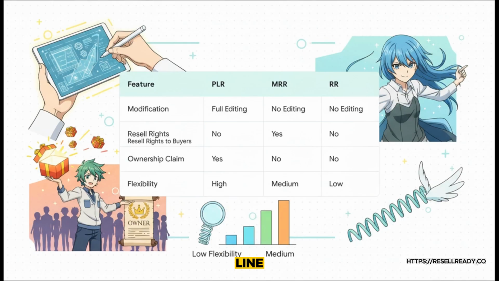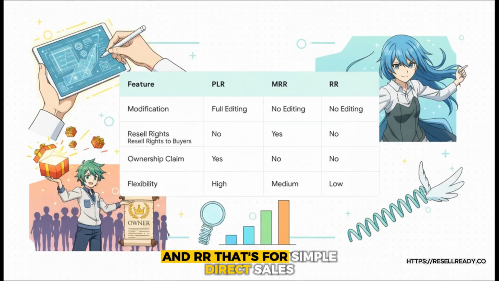So here's the bottom line. PLR is all about creative control. MRR is about distribution and scale. And RR, that's for simple, direct sales.